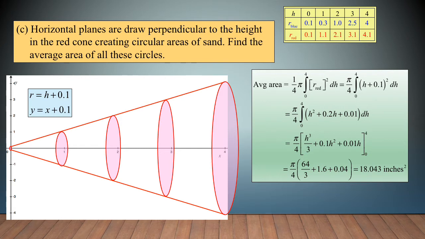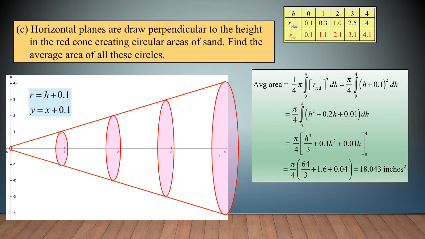So we are looking at pi over 4 integral from 0 to 4 of (h plus 0.1) quantity squared dh. Or, if you wanted to, pi over 4 integral from 0 to 4 of (x plus 0.1) quantity squared dx. We cannot use the calculator for integration, so we will expand the expression and integrate by hand. We get pi over 4 integral from 0 to 4 of h squared plus 0.2h plus 0.01 dh.